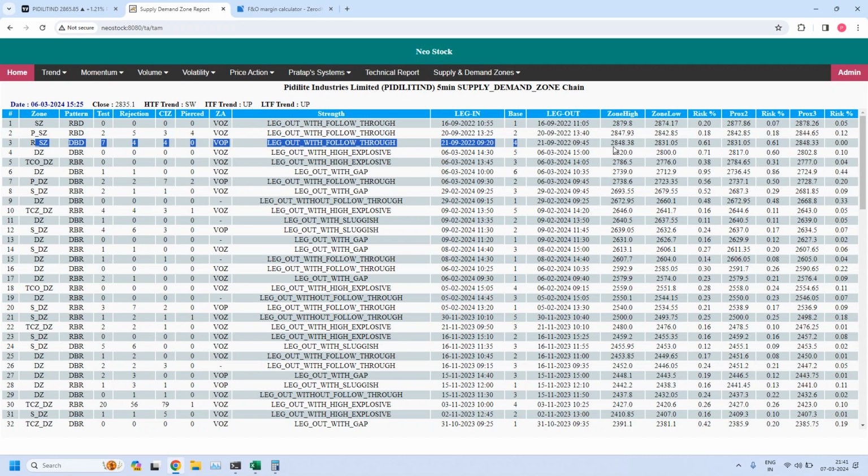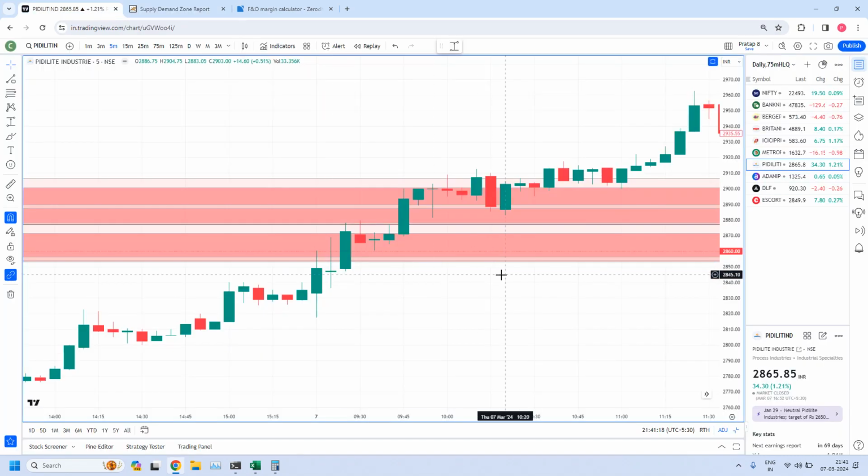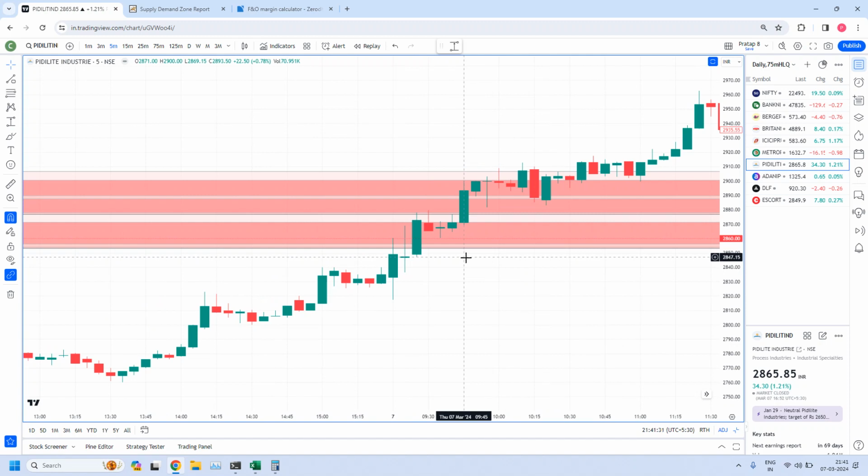See what is the high of this candle? 2848. This is the area. 2848 means before this zone. Maybe this is the area somewhere earlier it has given. So anyway, that 5-minute zone is before the zone, not inside. So that's why I just ignored it.